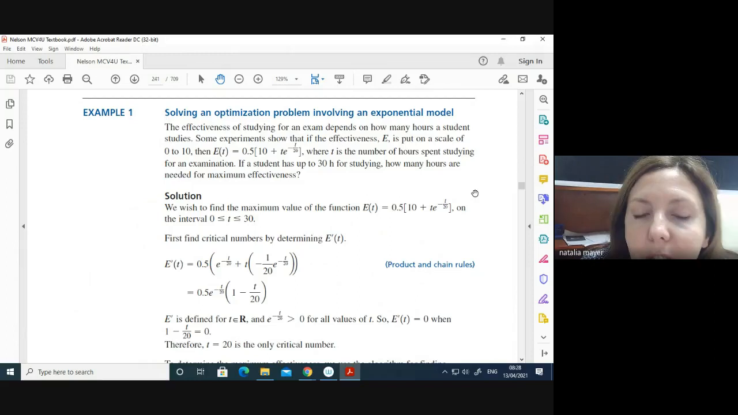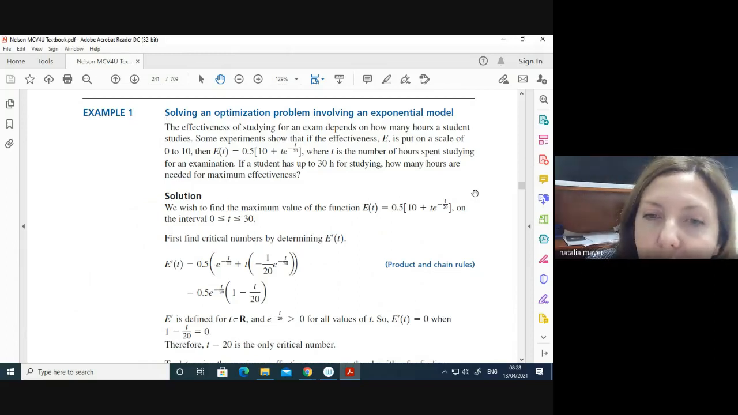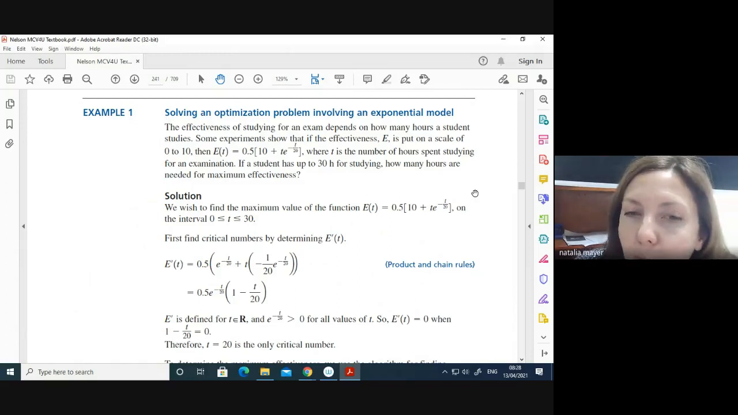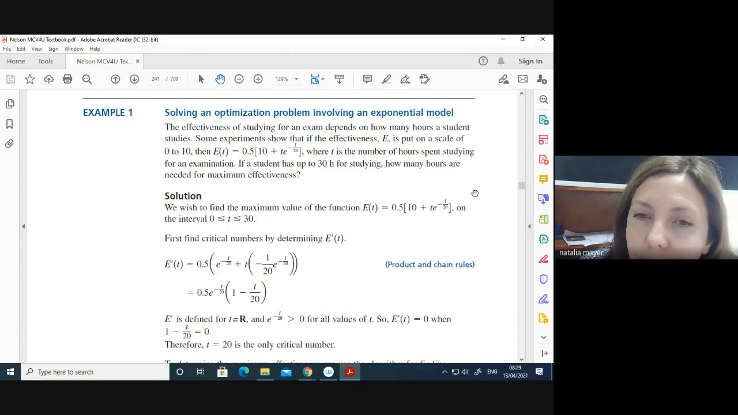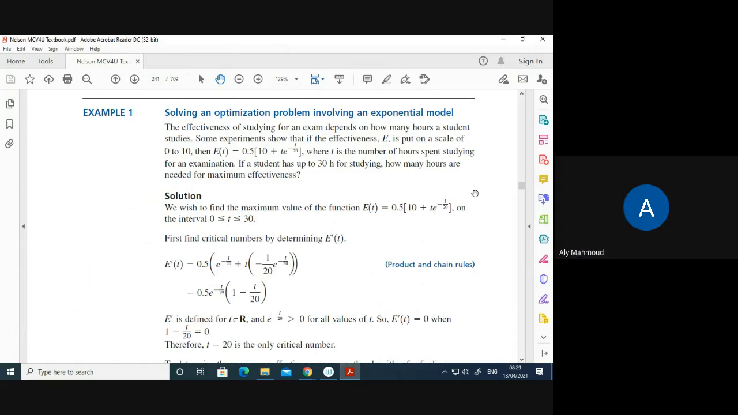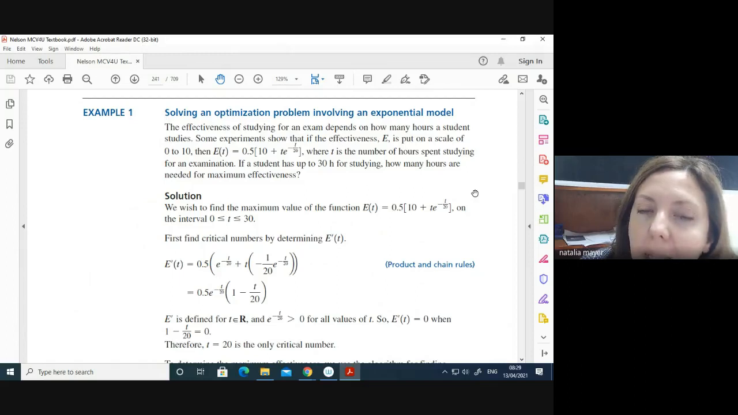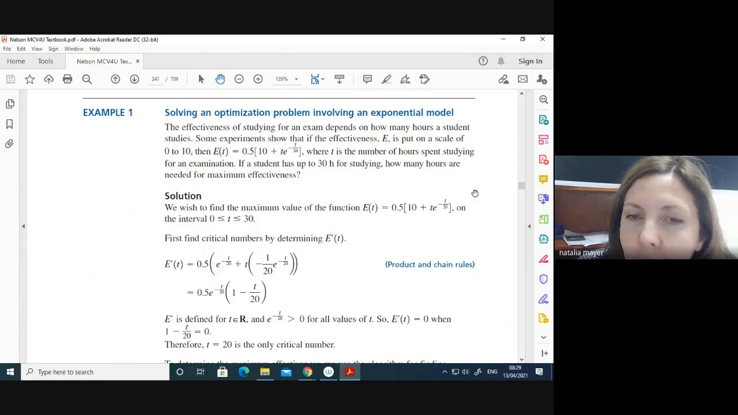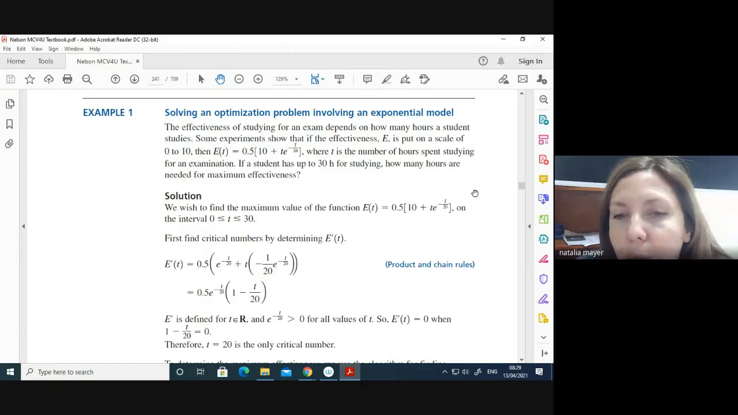Exactly. So it's a function of effectiveness, which depends on what? What is T? The hours studied? It depends on time spent on studying, right? So the function we're dealing with is a function of effectiveness of studying, and it depends on the time spent on studying. So of course we're looking for the maximum effectiveness.